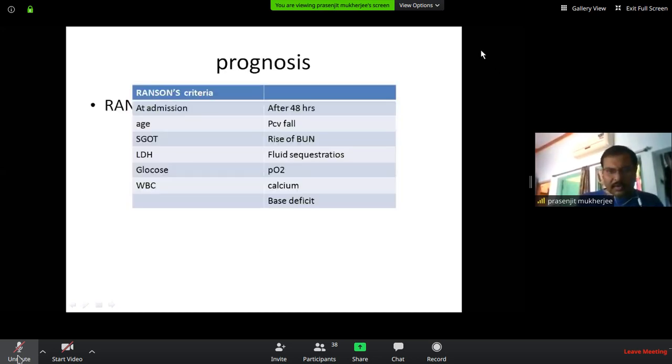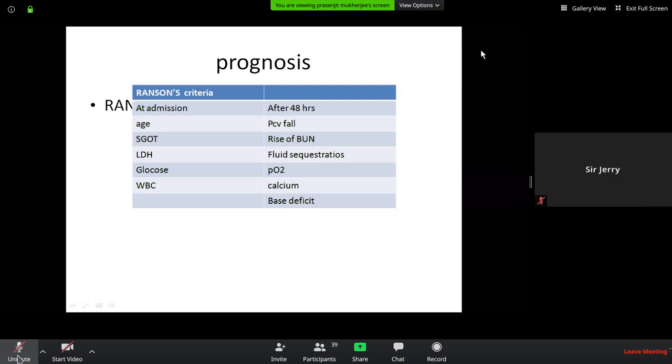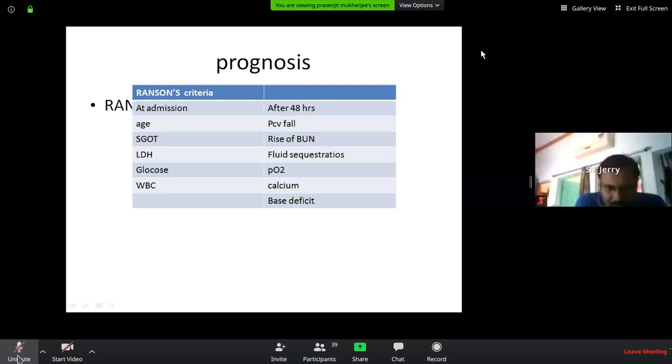Now come to prognosis. Ranson's criteria is still followed. Still today it is followed. Long back, maybe 50, 60 years back, it was postulated, and still it is followed. Ranson's criteria at the time of admission, 5 things we check: age, SGOT, LDH level, blood glucose level, and WBC count. The mnemonic is GLAWS.